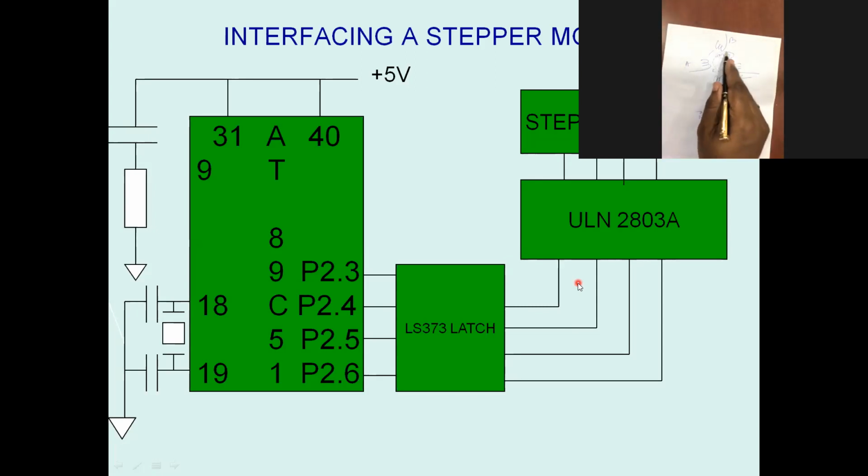Remember, if it is 4-phase, there will be 4 rotors. Every rotor has 50 teeth. These are called teeth. One rotor has 50 teeth. So if 4-phase, there are 4 rotors connected one after another. So how many teeth will there be for 4 rotors?